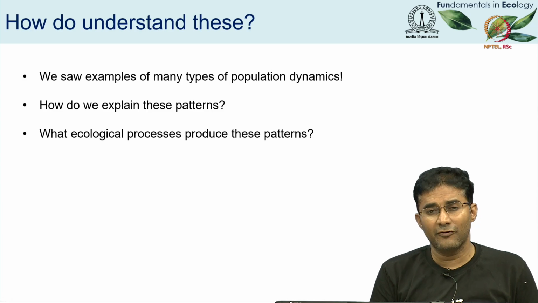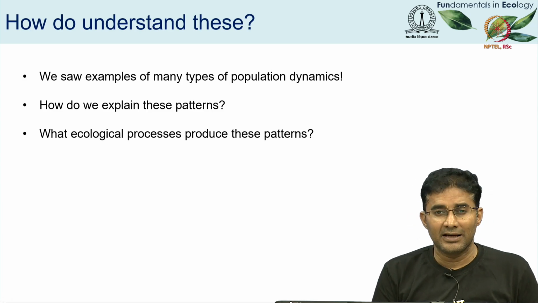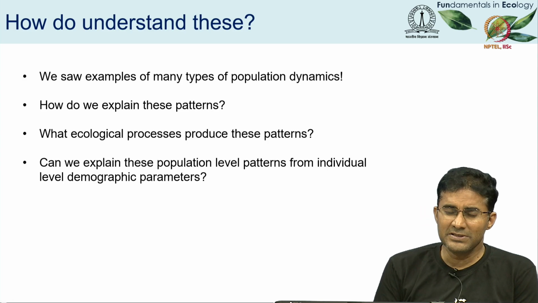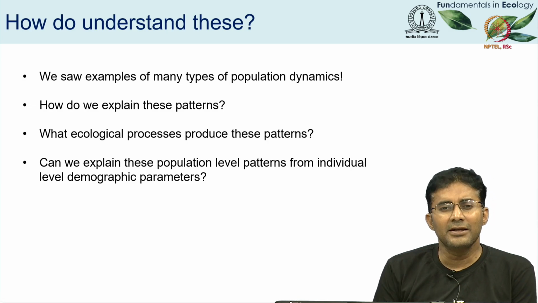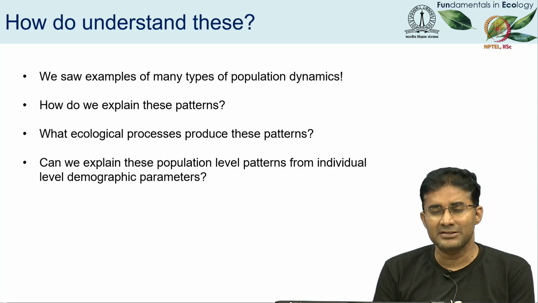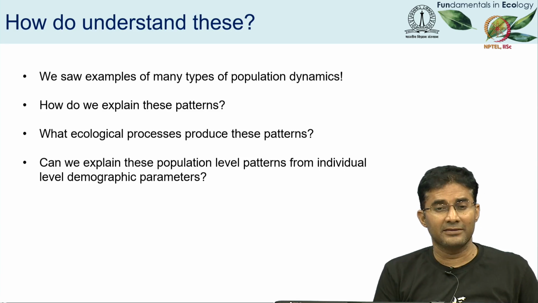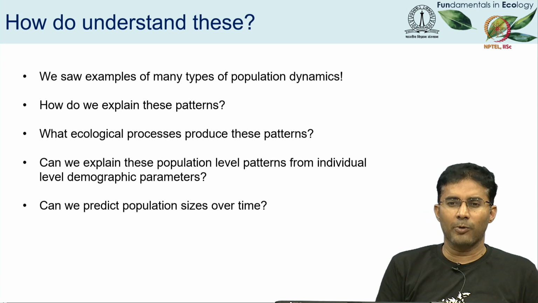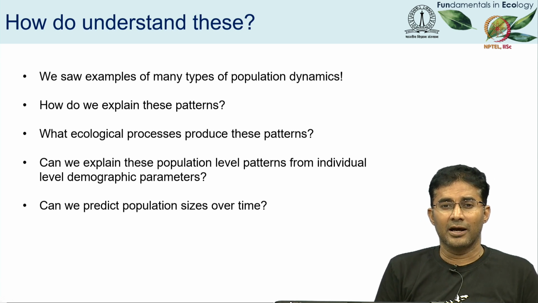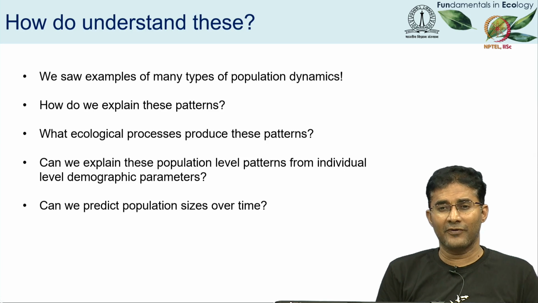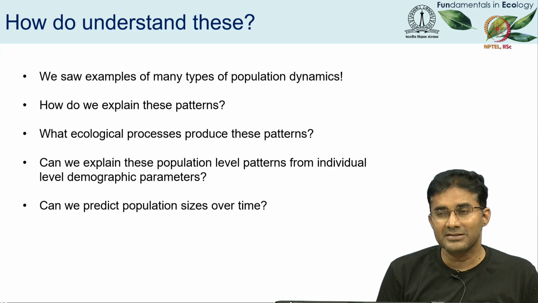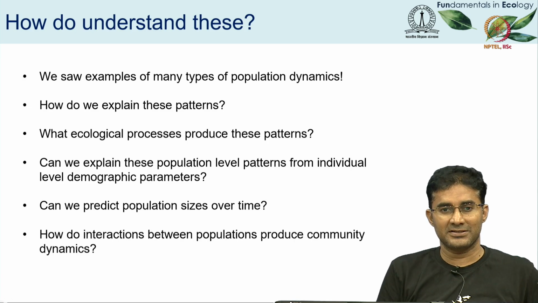It could be a combination of biotic and abiotic processes that lead to these temporal changes in populations. And we would more specifically like to understand what individual-level properties, demographic parameters, can help us explain these population-level patterns. And not only that, we want to be able to predict populations over time, right? And to be able to predict, we need to have a good understanding of the factors that can explain the recent or long-term trends of the populations.